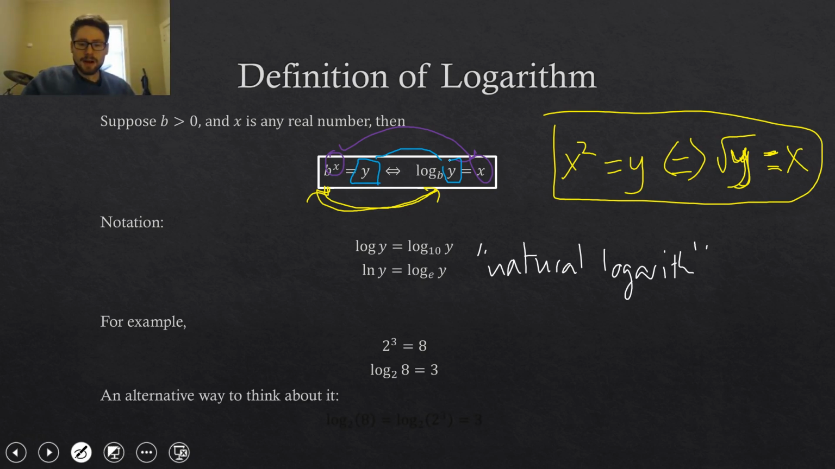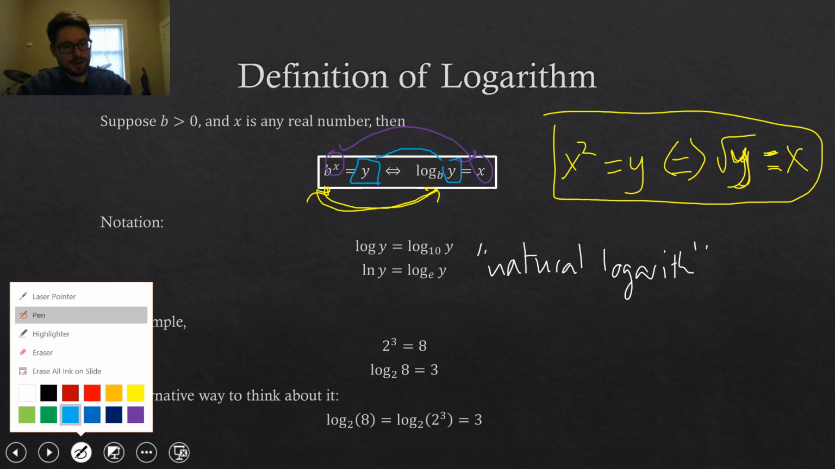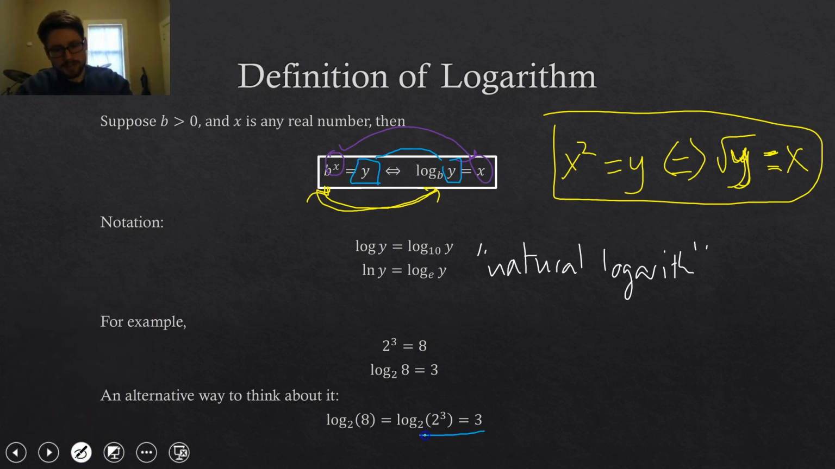Another way to think about this is that if you were to rewrite 8 using powers of 2, you would rewrite it as 2 cubed. And now it's even easier to see what the logarithm is doing. The logarithm is undoing the exponential. It's undoing it and giving you whatever's in the exponent.